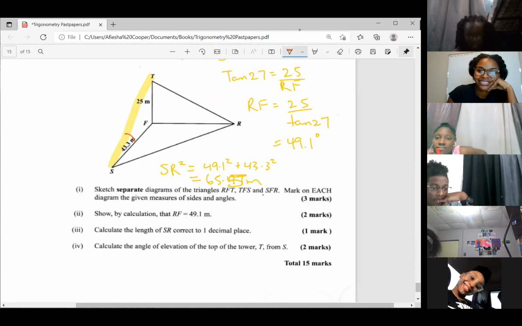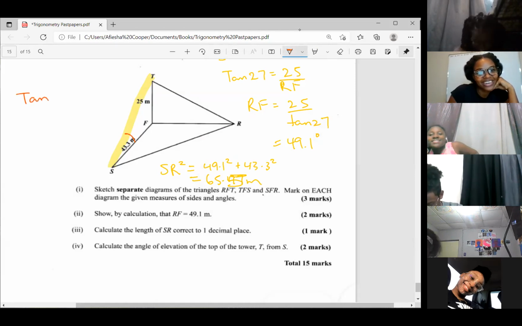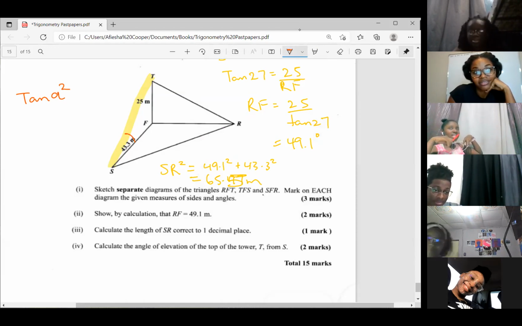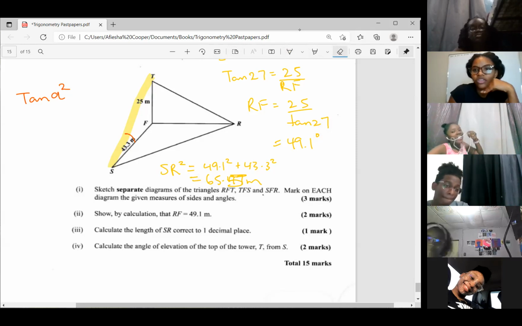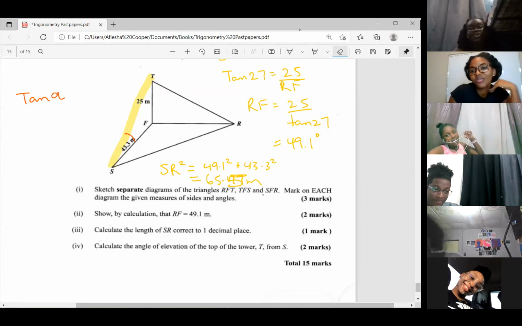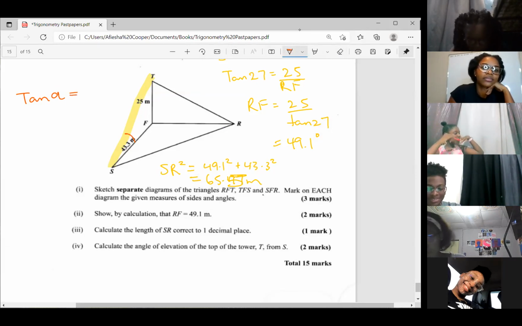Oh, it's taking too long to answer. Tan A squared is equal to 25? Tan A squared? Yes. No, take your time. Stop rushing. Just tan A here is equal to 25 over 43.3.